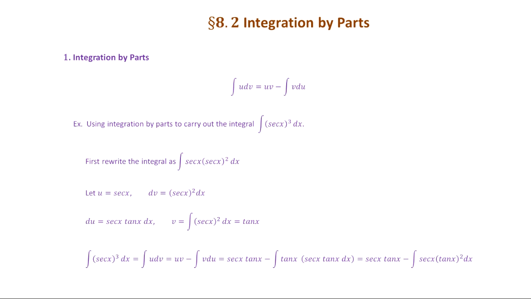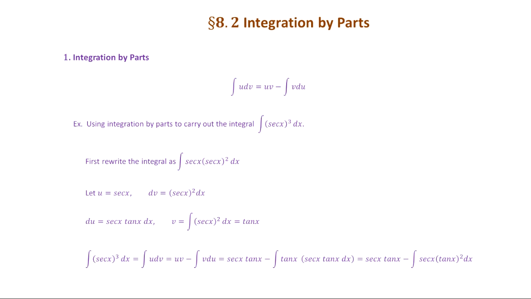Then you need to have u and dv in this problem. It turns out that you need to rewrite the problem a little bit by breaking secant x cubed as secant x times secant x squared. Then you have a choice for u and dv, and that will work out. So that's a small trick in here. Let's define u to be secant x and dv to be secant x squared dx. Take the differential of u: you take the derivative of secant x and get secant x tangent x dx.